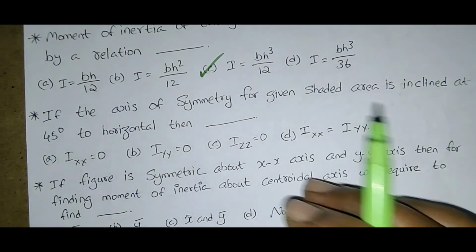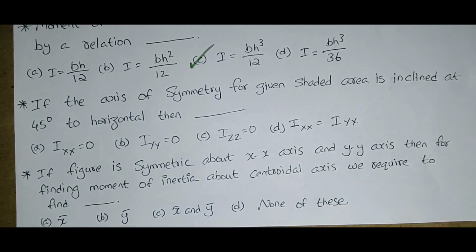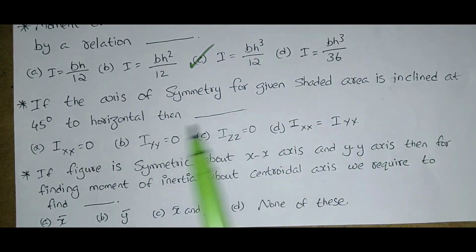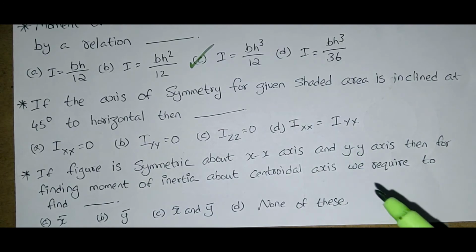Next, if the axis of symmetry for given shaded area is inclined at 45 degrees to horizontal, then Ixx equal to 0, Iyy is equal to 0, Izz is equal to 0, or Ixx equal to Iyy. So here the correct option is: if the axis of symmetry for given shaded area is inclined at 45 degrees to horizontal, then Ixx is equal to Iyy. So this is the option.